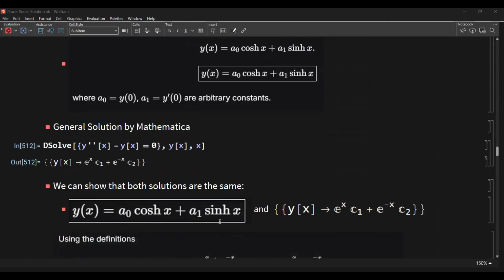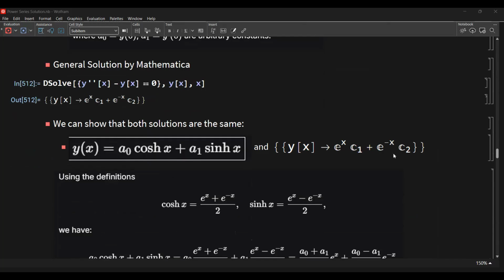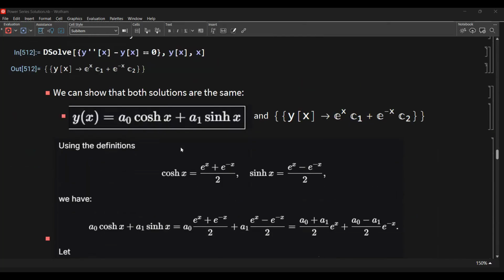Now the general solution by Mathematica. This is the general solution by Mathematica. We use the built-in function of Mathematica to solve y double prime minus y of x equal to 0. So this is the general solution. Let us substitute here: hyperbolic cosine x is equal to e to the x plus e to the negative x divided by 2, and hyperbolic sine x equal to e to the x minus e to the negative x divided by 2.